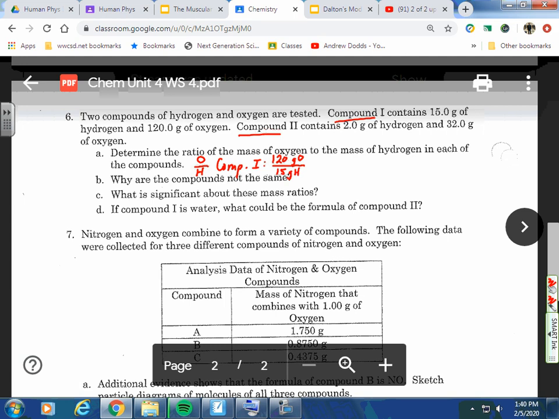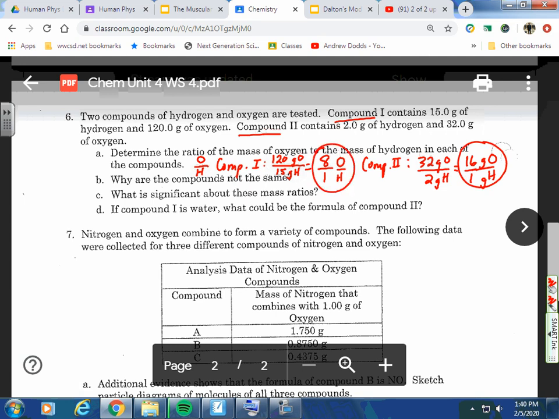And that's my ratio. That's my mass ratio for compound 1. Now we're going to simplify it by dividing. And we'll see that that really works out to be an 8-to-1 ratio in terms of oxygen to hydrogen. Okay? In compound 2, do the same thing. So it says 32 grams of oxygen per 2 grams of hydrogen. So that's going to work out to be a 16-to-1 ratio in terms of oxygen to hydrogen.